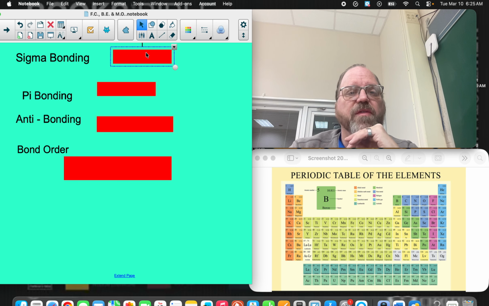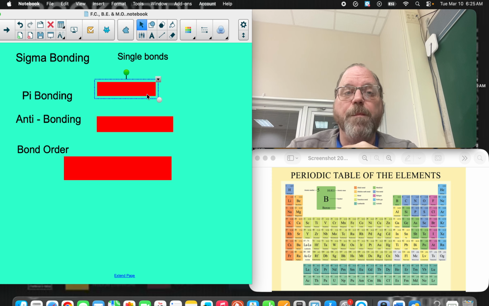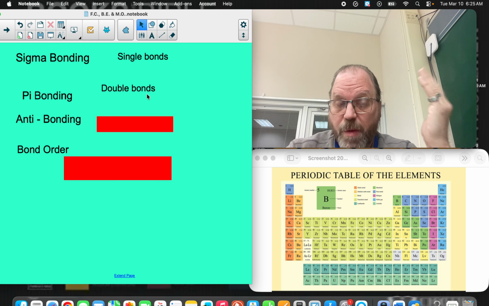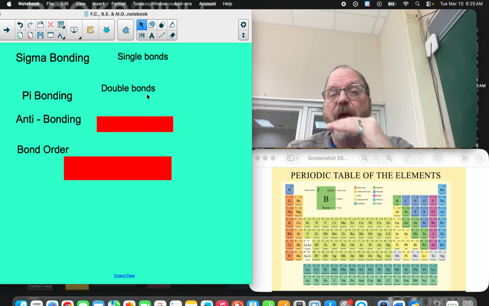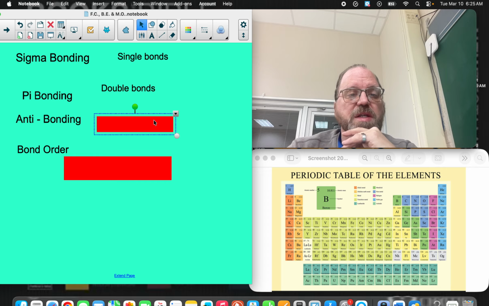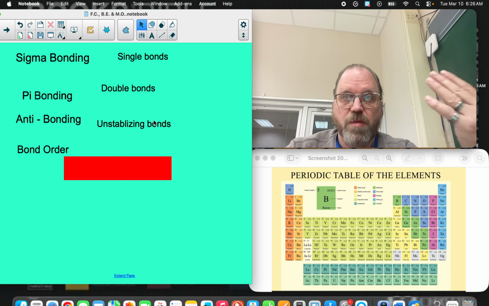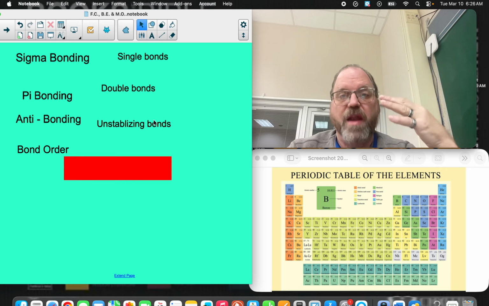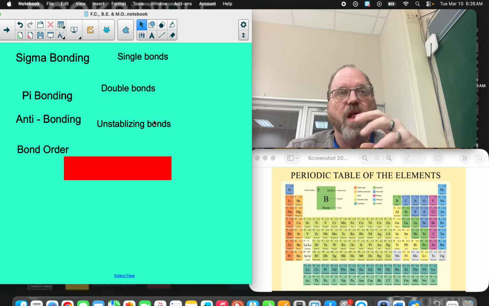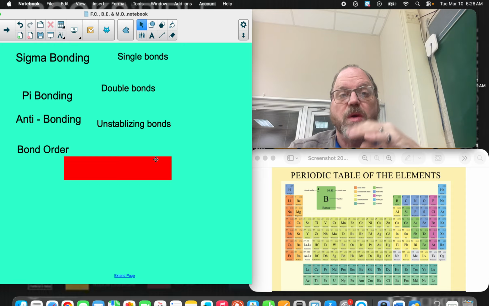A sigma bond is defined as a single bond. A pi bond is what we refer to as a double bond or theoretically even a triple bond. Those would be pi bonds that exist above and below the plane of the bond. Anti-bonds are destabilizing bonds, so when a bond begins to form, these will cause it to become less stable. And if the structures add up to zero, that means the bond can't take place because it's too unstable.